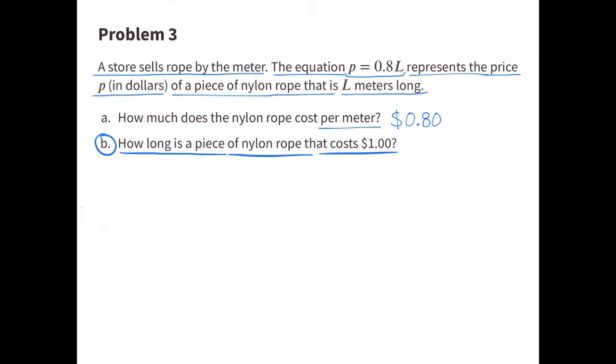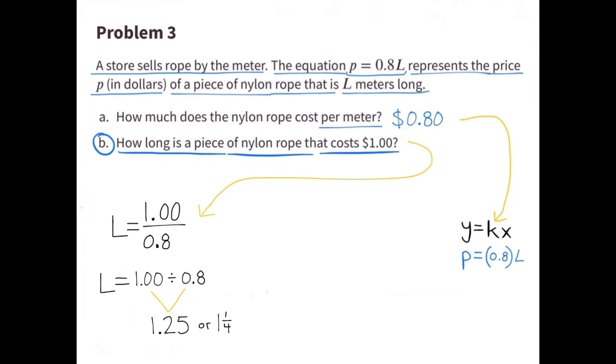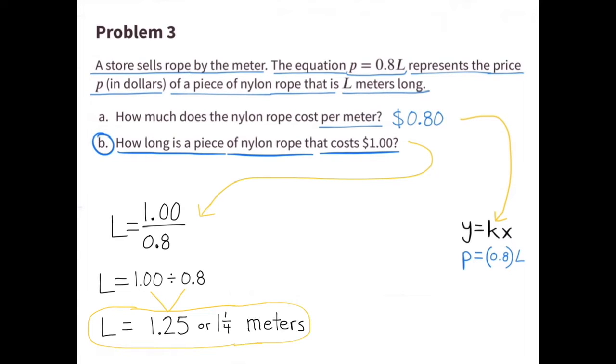B. How long is a piece of nylon rope that costs $1? What I learned when working on A was that P equals 8/10 times L. Since there's two equations for each relationship, I can also look at this as L equals 1 over 8/10, or L equals 1 divided by 8/10. And 1 divided by 8/10 is 1 25/100, or 1 1/4. So the length of a piece of nylon rope that costs $1 is 1 25/100 meters long, or 1 1/4 meters long.